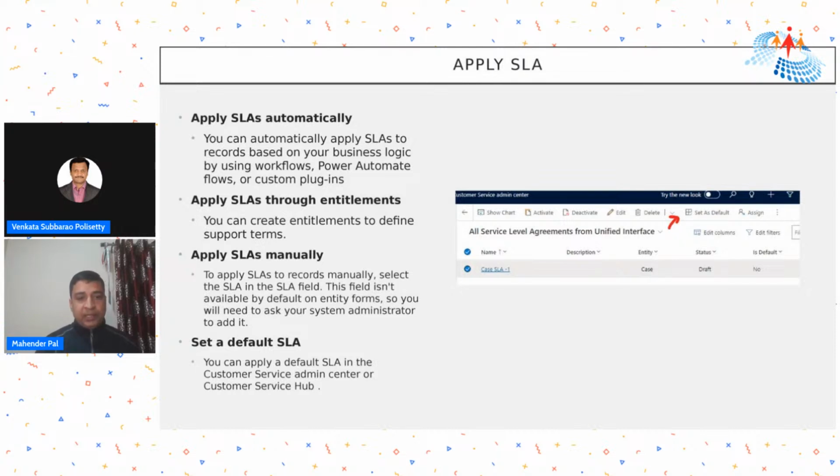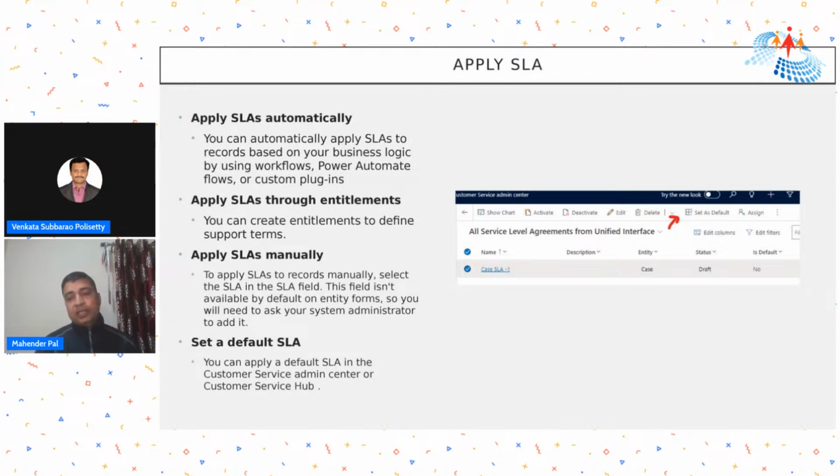Then apply SLA manually. You can go ahead and select that. When we see the demo, there is an SLA lookup. Let's say for example you are creating a case and you can fill that SLA lookup there. You can select which SLA you want to apply to that record. So that's how we can manually apply an SLA to a particular record.